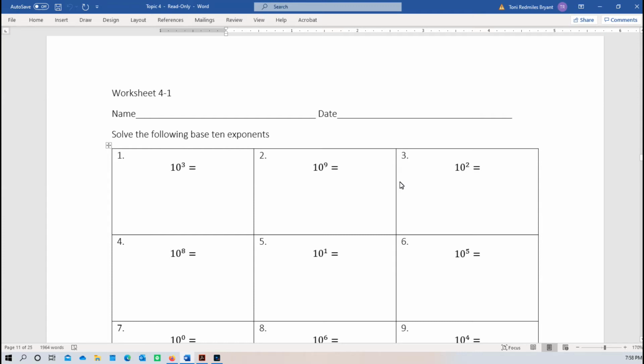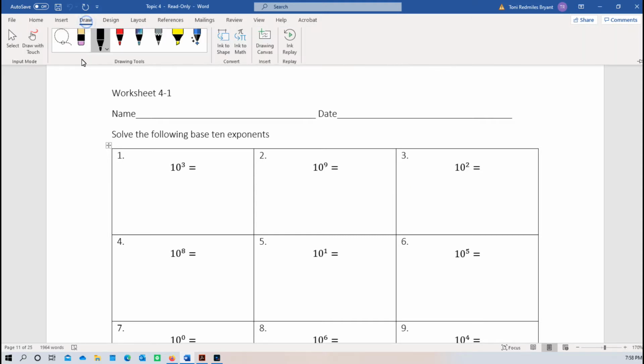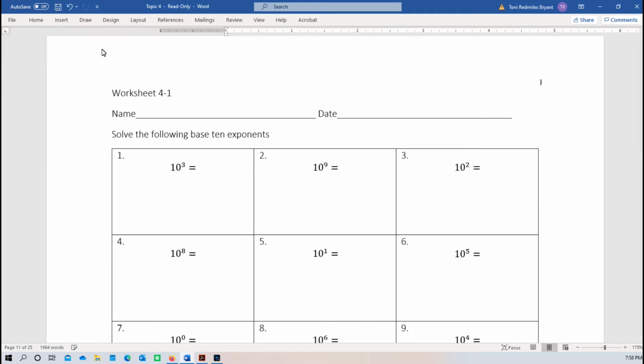Alright, this homework video is for worksheet 4-1, and it goes over these base 10 exponents. Just a little review of that before we get started. Let's just do a few.